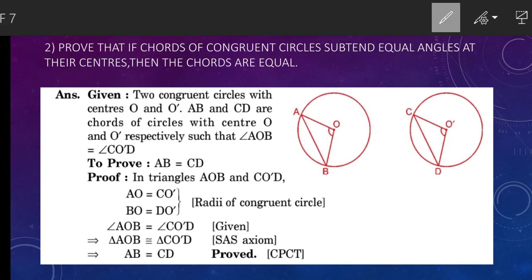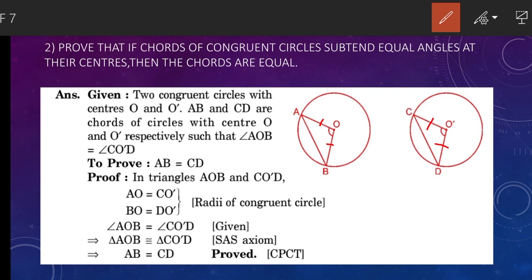Our second sum says, prove that if the chords of congruent circles subtend equal angles at their centers, then the chords are equal. So here there are two congruent circles, that is, O and O dash are the two different circles with their radii the same. Since they are congruent, their radii are all the same. And it is said that the angles at the center, that means AOB and CO dash D, are also equal. We have to prove that AB is equal to CD.